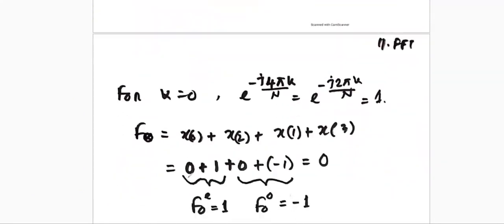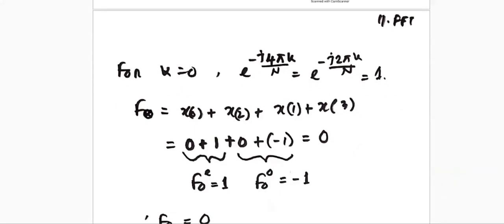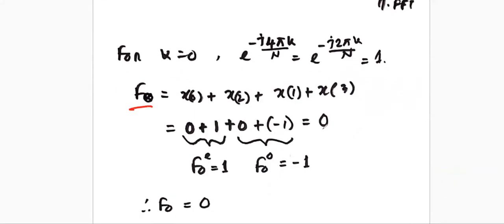Yes, x0 is equal to 0, x2 is equal to 1, x1 is equal to 0, and x3 is equal to -1. It has already been given in the signal. We know that. So from there, you can find that f0 is equal to 0. You need to note it down. Okay, so this is the value of f0. We need to memorize this, or think about this. For k equal to 0, we have found this, and this is the note.